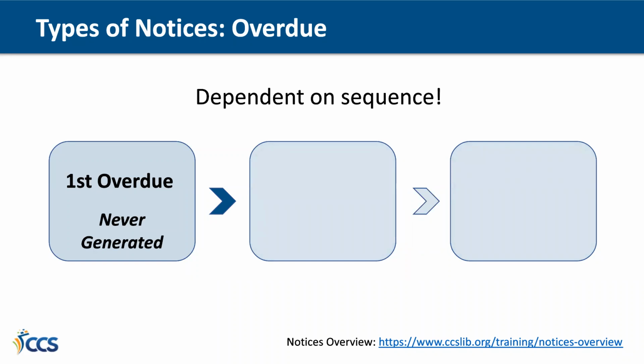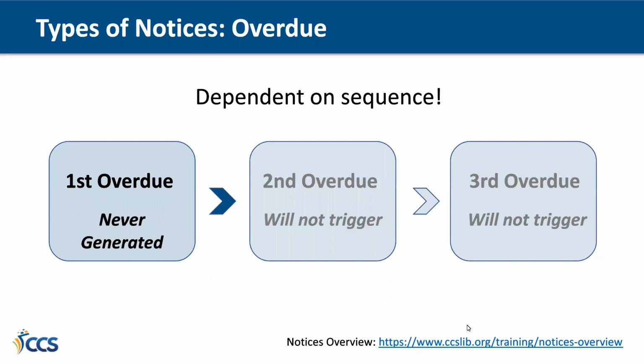Now, one important thing to remember about overdue notices is that they are dependent on a particular sequence. For example, Polaris will not trigger a second overdue notice if that first overdue notice was never generated. And that means that a patron will never receive that third overdue notice if the second overdue notice wasn't generated. So this reliance on sequence is going to pop up throughout the day.